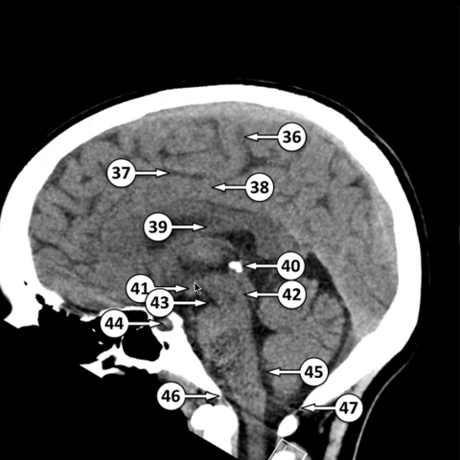41 are the mammillary bodies. 42 here is the cerebral aqueduct of Sylvius. 43 is the interpeduncular cistern, and 44 is the pineal gland. The pituitary gland. This is the pituitary gland.